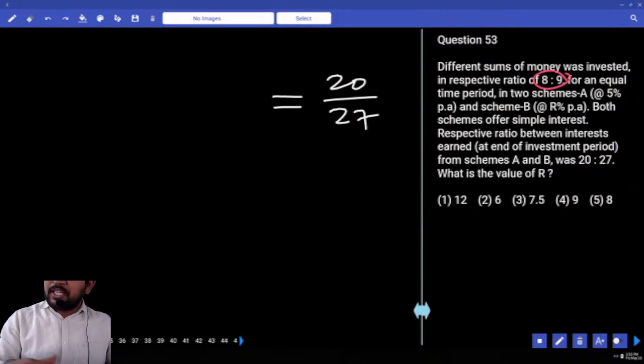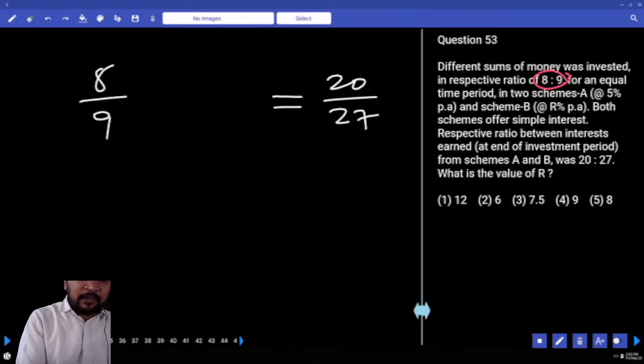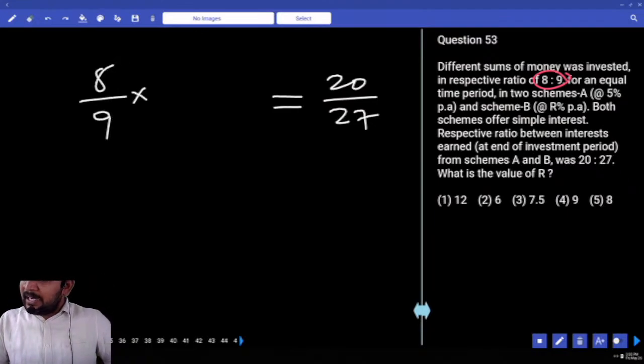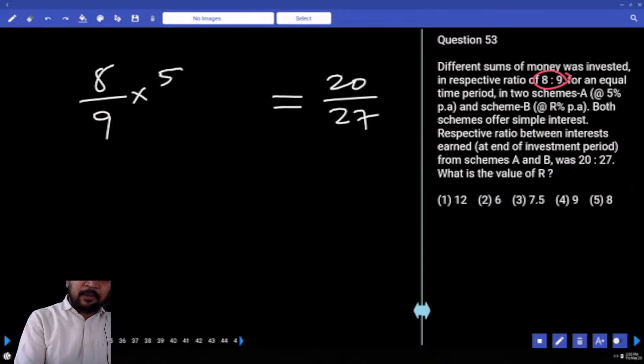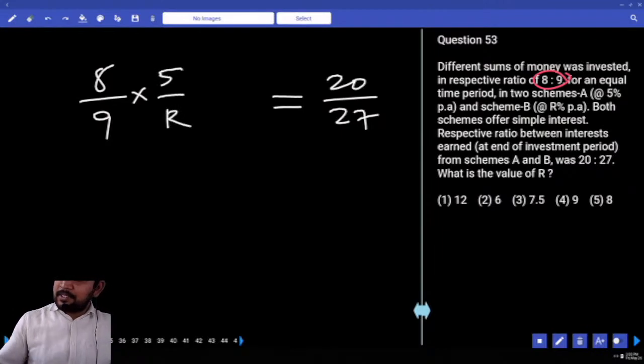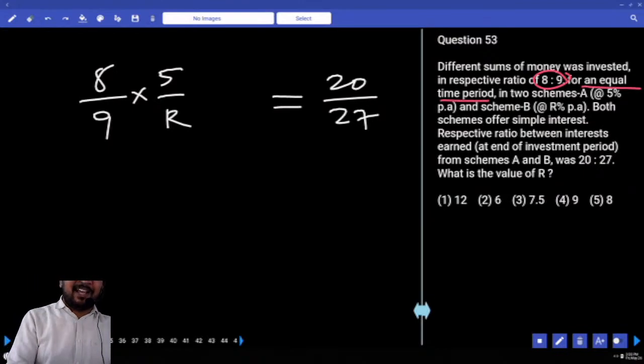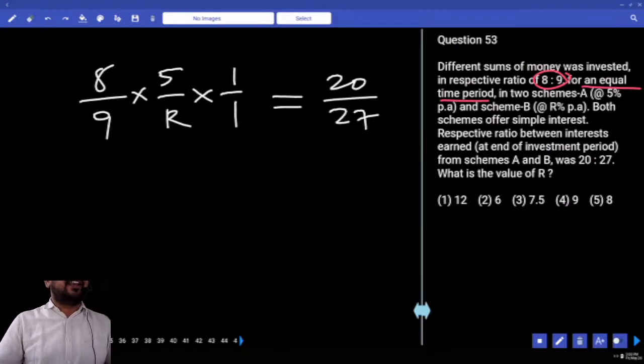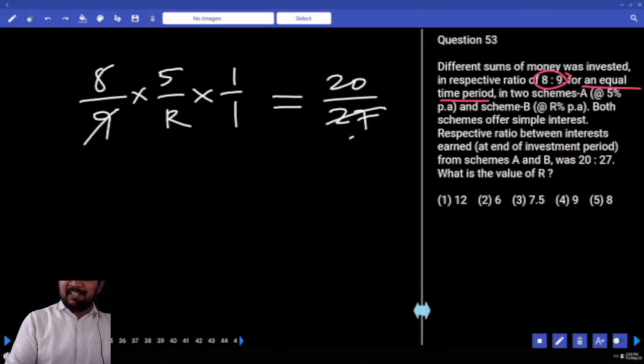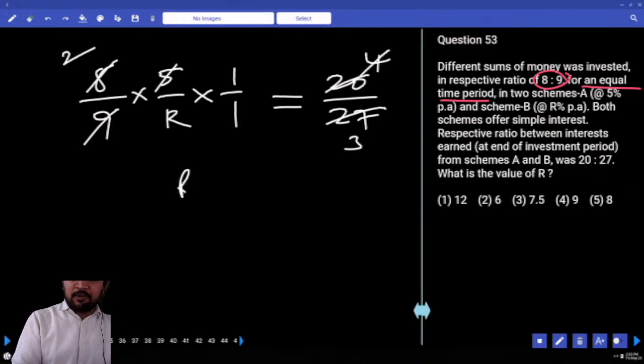Now the principal's ratio they gave is 8:9. Next, the rate of interest: scheme A is 5%, scheme B is R%. The time period is the same, equal time period. Now we need to find out R. Interest is nothing but PTR percentage. So 9 ones are 9, 3 fives, 4 ones are 4. Therefore R is equal to 6.